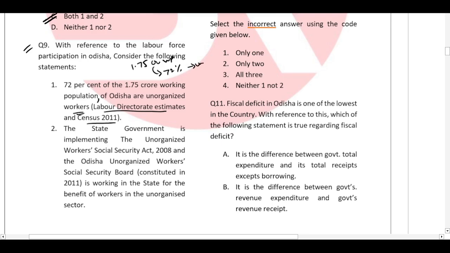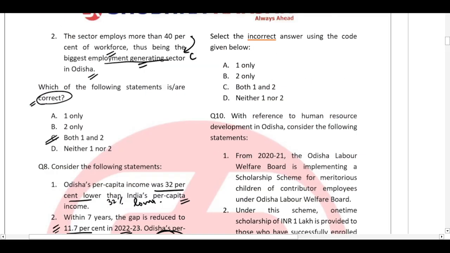in the unorganized sector. Then the second statement says that the state government is implementing the Unorganized Workers Social Security Act 2008, and the Odisha Unorganized Workers Social Security Board, which was constituted in 2011, is working in the state for the benefit of workers in the unorganized sector. Let us look at the options.